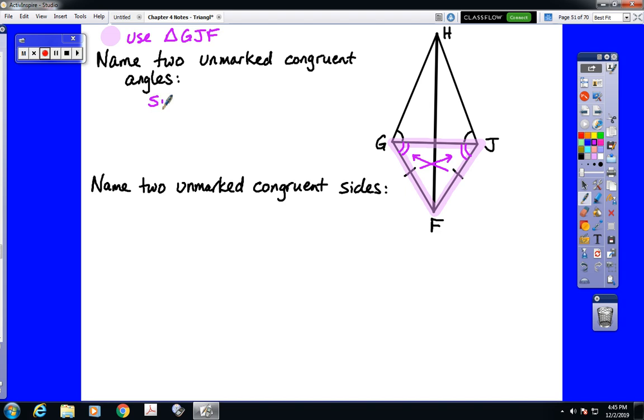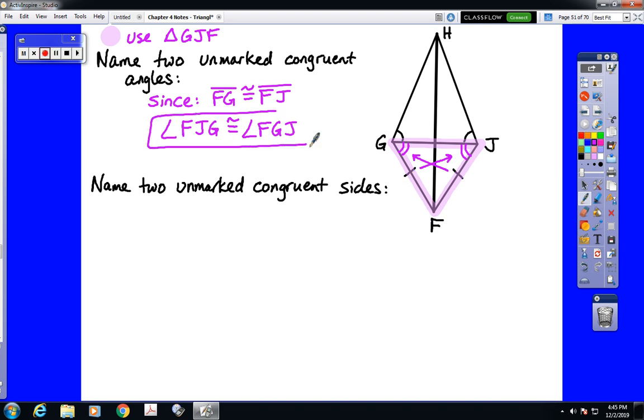Okay? So for the unmarked congruent sides, since FG is congruent to FJ, that means the angles opposite those side lengths must be congruent as well, which means angle FJG, that is this angle right here, must be congruent to angle FGJ, which is this angle over here, because their opposite are 2 marked congruent sides. That is a set of previously unmarked congruent angles.